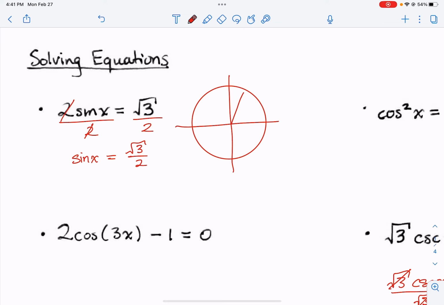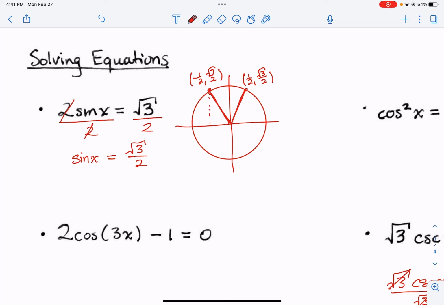Well, that's going to be this one and that one, right? The height of these points is radical 3 over 2. This one has the coordinates -1/2, radical 3 over 2. And over here we have positive 1/2, radical 3 over 2.